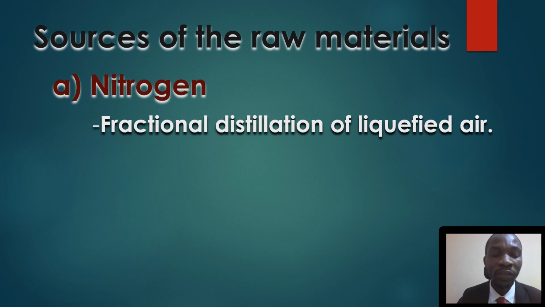So the method is called fractional distillation of liquefied air. So how is this done? First, remove the solid components of the air. In the air we have smoke particles and dust particles. Those are in solid state. So you first remove them through filtration. You pass it through filters, which remove the particles.